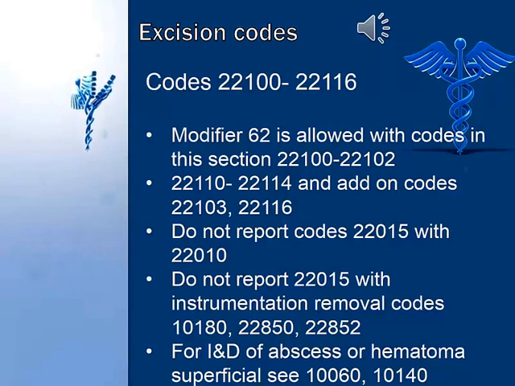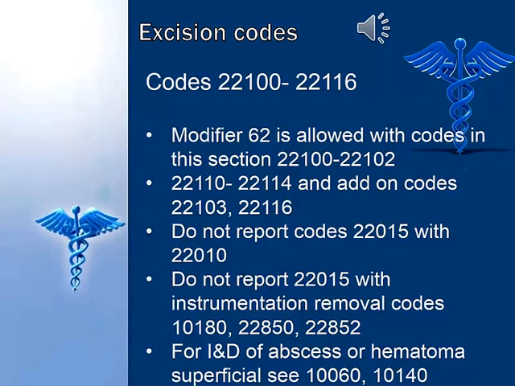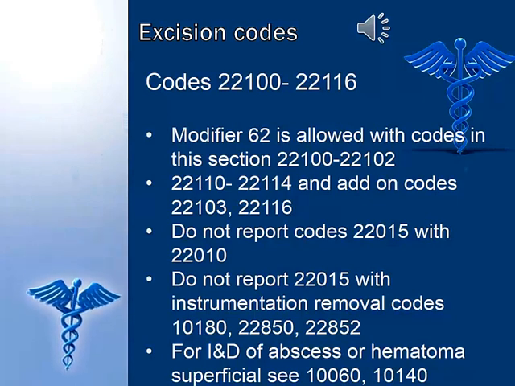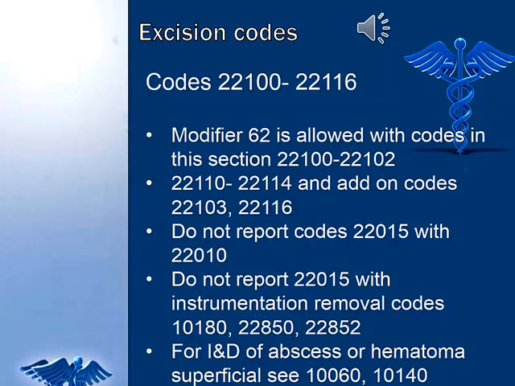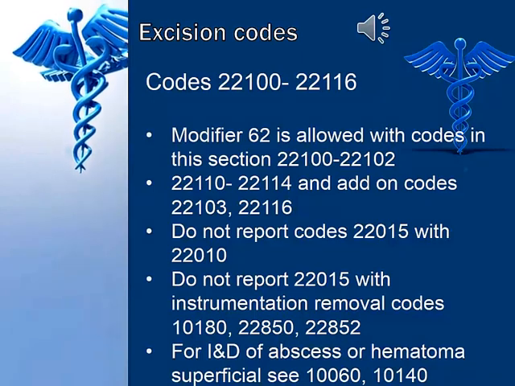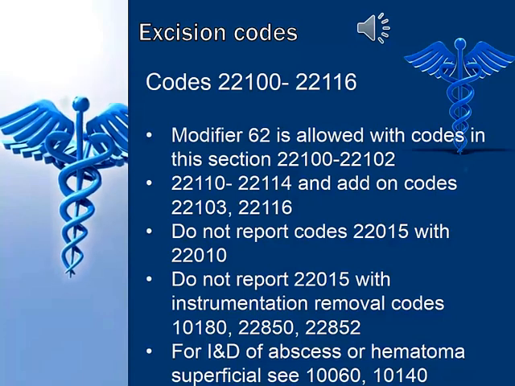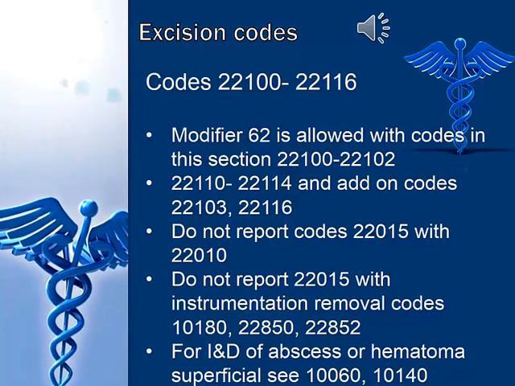22100, again, that's for the cervical area. 22101 is for partial excision of posterior component for the thoracic area. 22102 is for the lumbar area. Okay, so make sure you're paying attention to that.